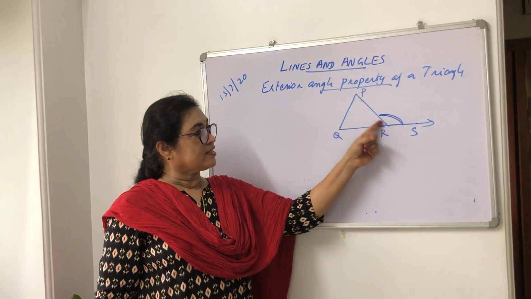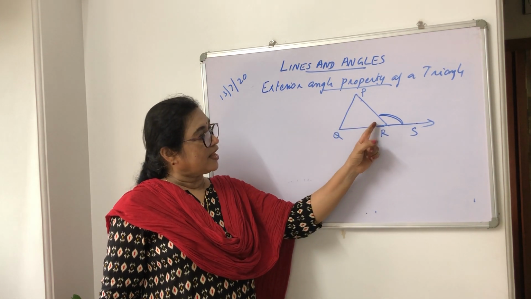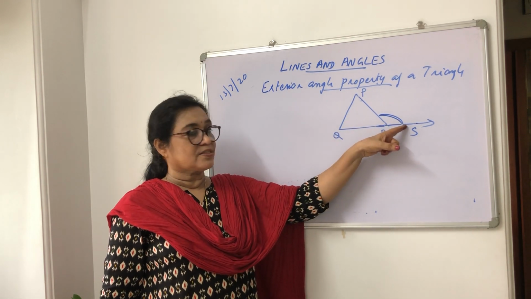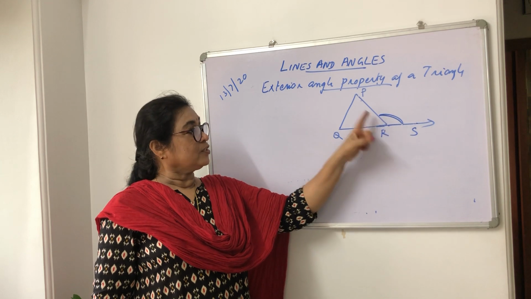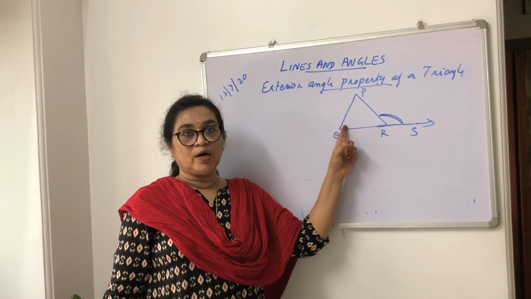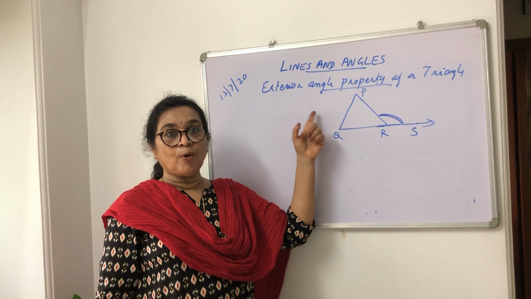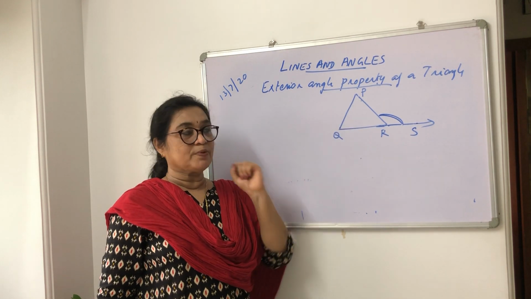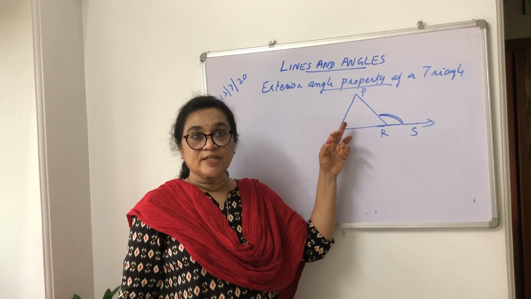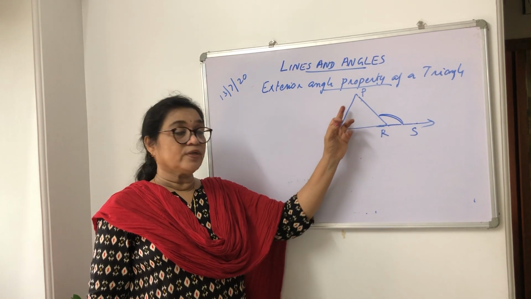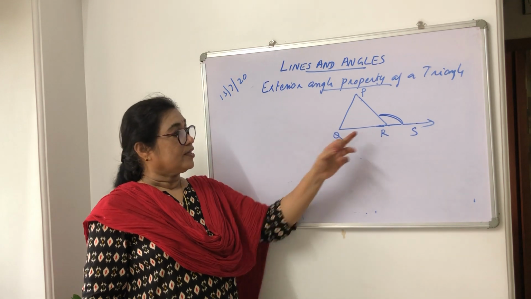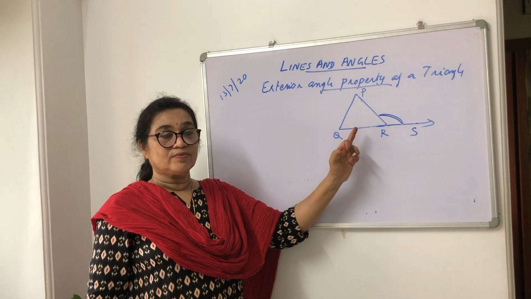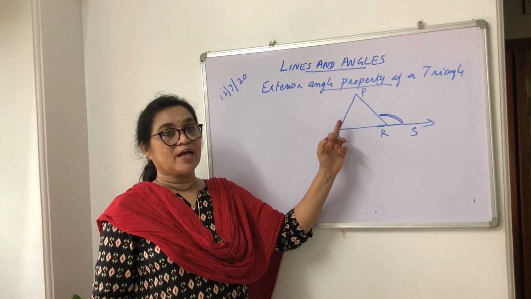So, three angles are inside the triangle. This angle PRQ is the adjacent angle of this exterior angle. The other two angles, angle P and angle Q, are interior opposite angles. So these two are known as interior opposite angles. Another name for the interior opposite angles is remote angles also. Here exterior angle PRS is equal to angle P plus angle Q.